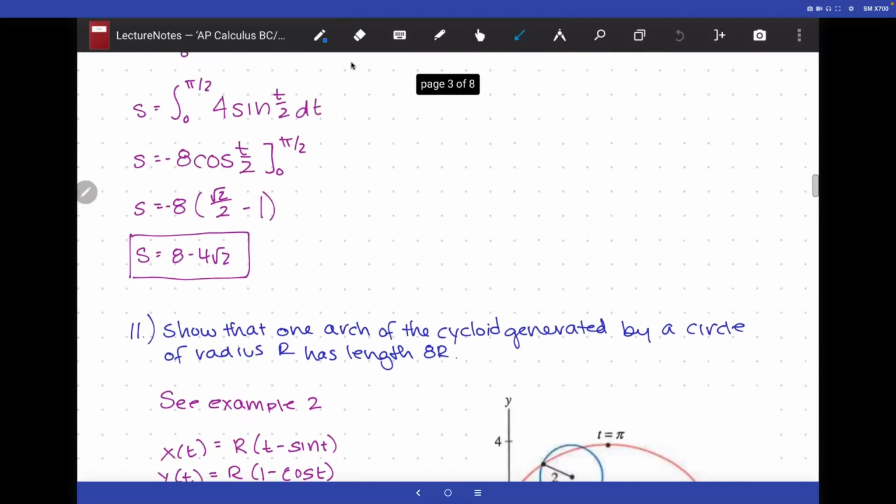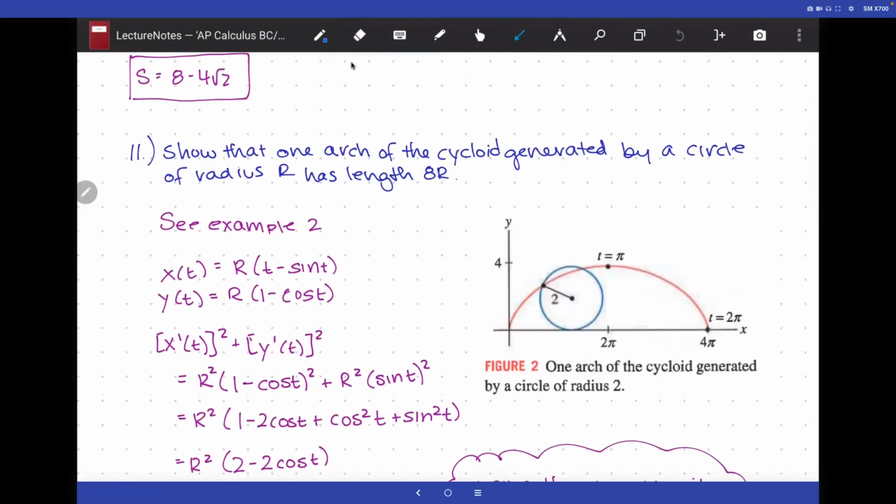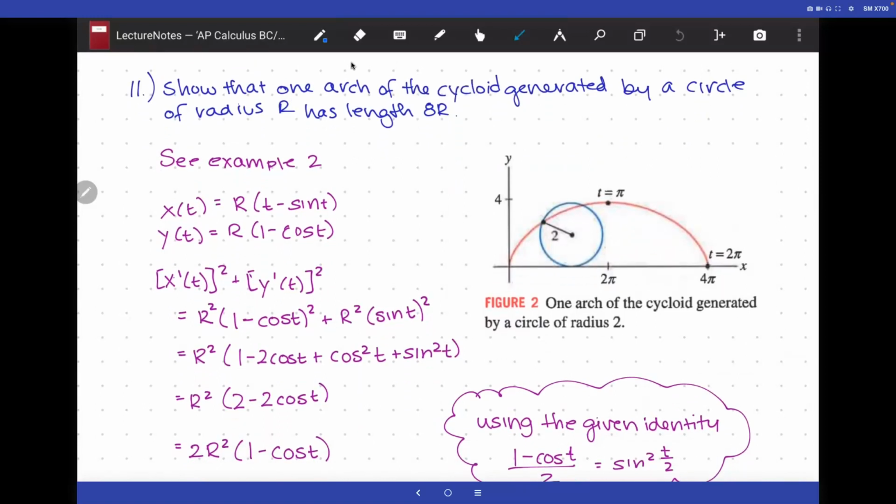Number 11. Show that one arch of the cycloid generated by a circle of radius r has a length 8r. All right. I don't know if the problem said see example 2 or if I said see example 2. But anyway, here's what's going on in case you're wondering, what is a cycloid?